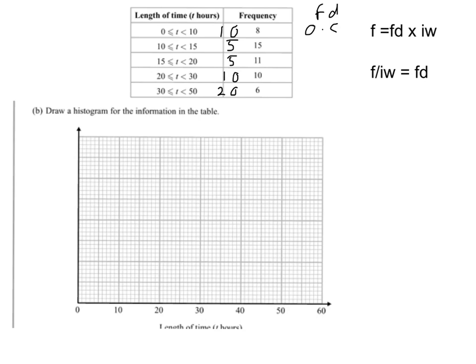First one will be 0.8, that's 8 over 10. 15 over 5 is 3, 11 over 5 is 2.2, 10 over 10 is 1, and 6 over 20 is 0.3. So just so you're sure, I'm doing 8 divided by 10 to get 0.8, 15 divided by 5 to get 3, and so on, using the rearranged formula, making F the frequency density the subject, so frequency divided by interval width. Now you've got your frequency densities.